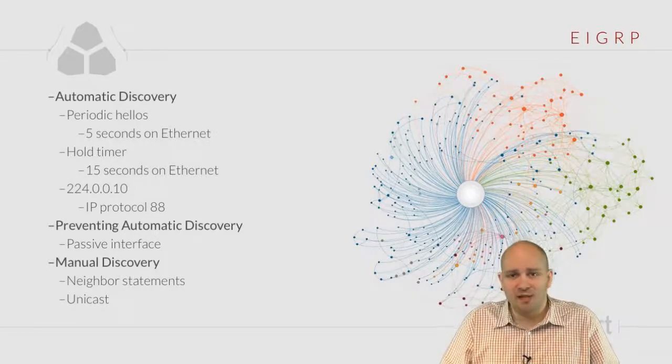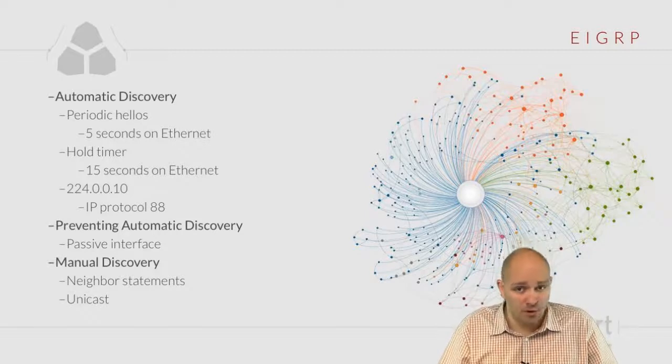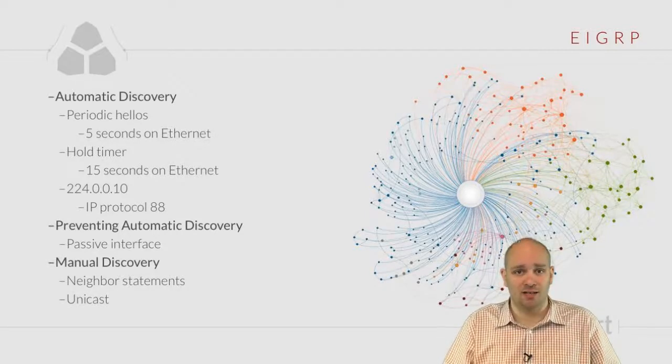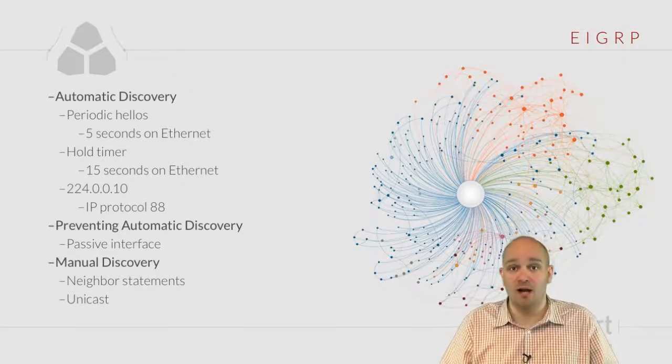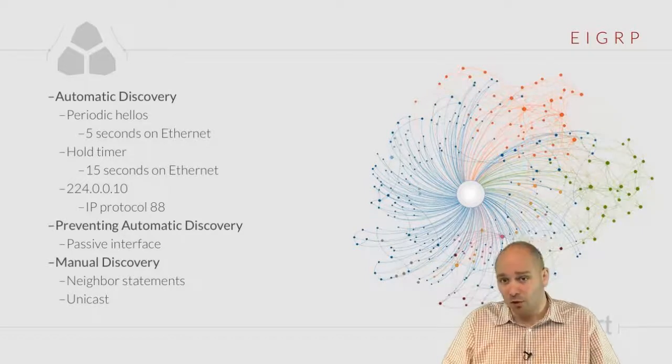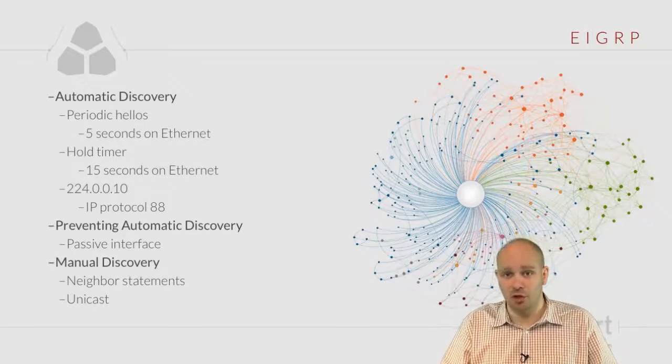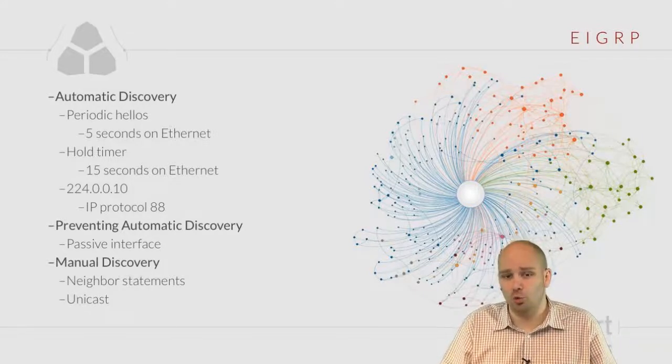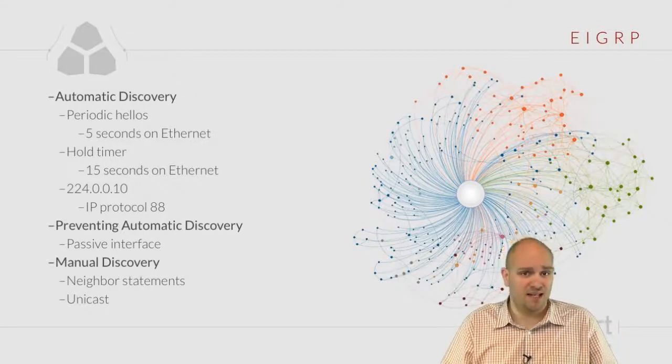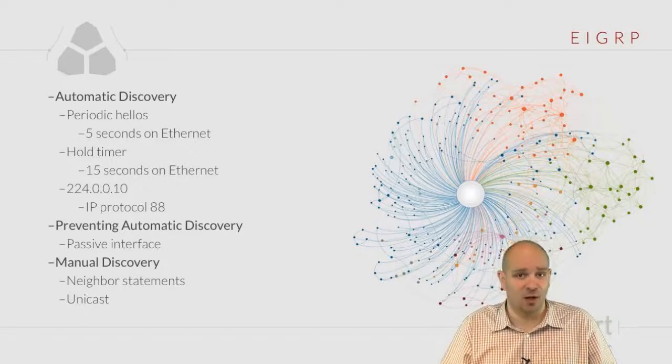Now, if we don't hear from a neighbor for a certain period of time, we are going to declare that neighbor as dead or unreachable, unavailable on this network segment, and we are going to discard information that we have learned from that neighbor. The default hold timer is 15 seconds on Ethernet, or as we can see, 3 times the hello interval.